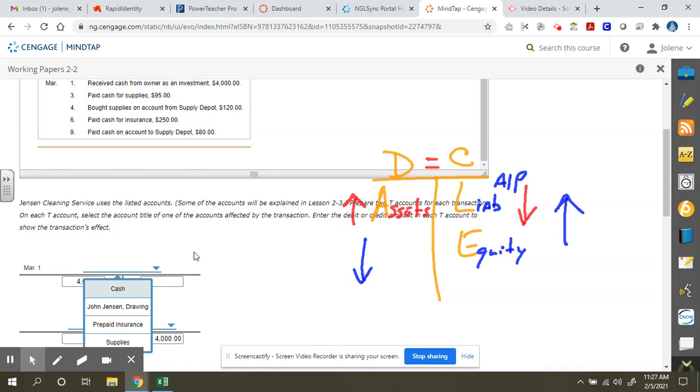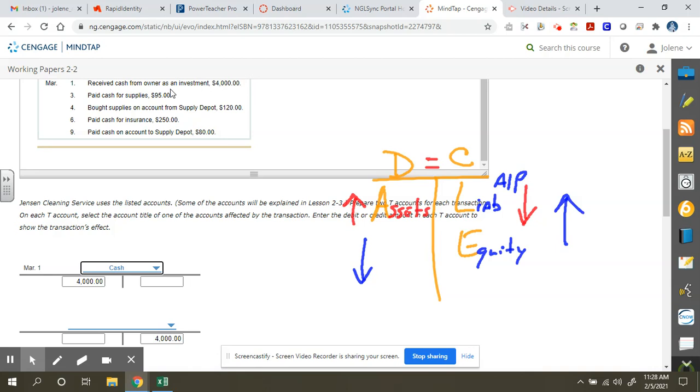So they're giving me 4 accounts to choose from. Received cash from owner as an investment. They're giving me cash, drawing, prepaid insurance, and supplies. Received cash. I guess it's going to be cash. All 4 of these choices increase on the debit side. But it's telling me cash. So that's what I've got to go with, cash.